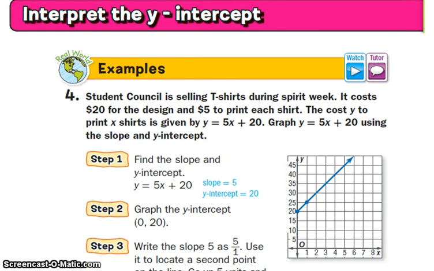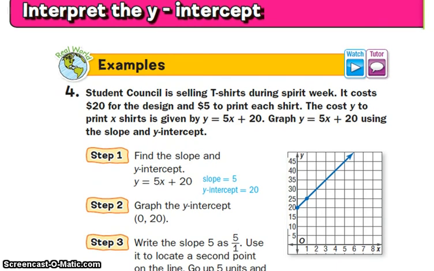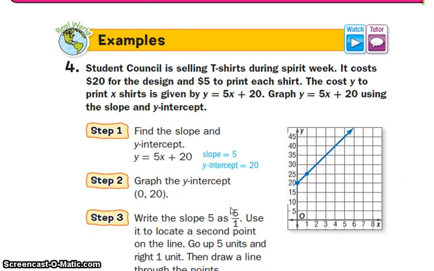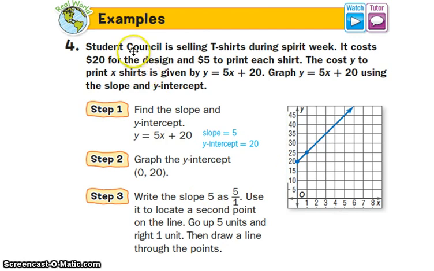All right. What we want to do next, this is the last thing in this lesson, we want to interpret the y-intercept, meaning what does the y-intercept mean when given a certain graph? Let's look at this example. Student Council was selling t-shirts during Spirit Week. It cost $20 for the design and $5 to print each shirt. The cost y to print x shirts is given by the equation y equals 5x plus 20.